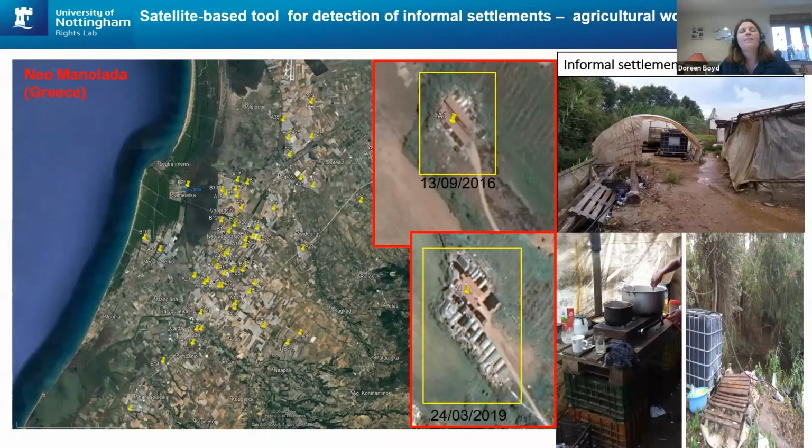Thank you. Another example where we've used very high resolution EO data focuses on the exploitation of migrant workers who are picking strawberries in the Neo-Manalada area of Greece. And again, it's working with ground intelligence. So we work with local NGOs and we use the EO data to feed a multi-criteria decision analysis model to map the likelihood of occupants of the identified migrant camps that we mapped from EO data to being exploited.